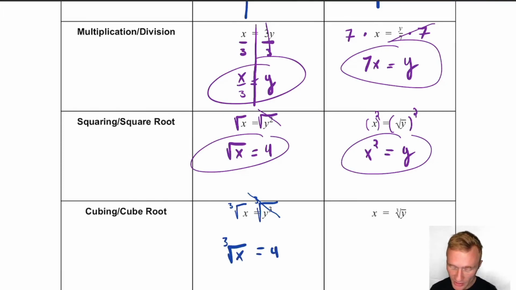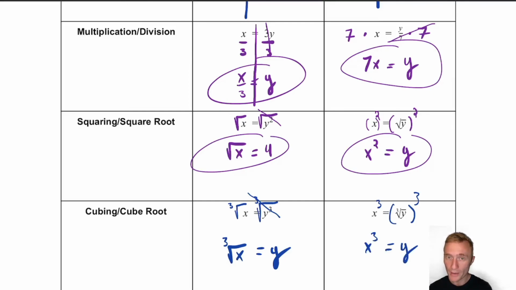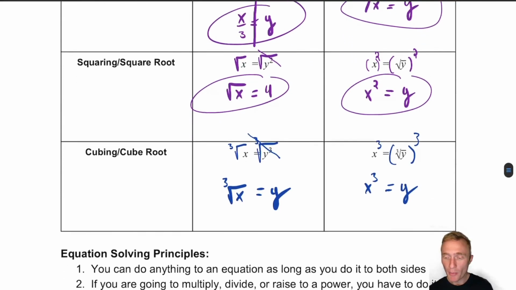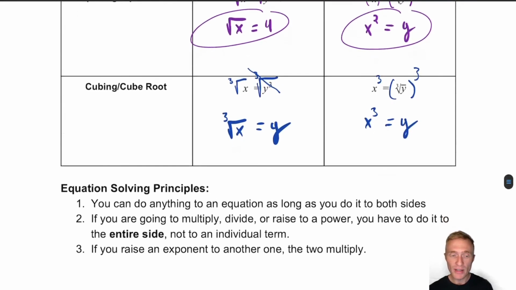The cube root of x equals y. Same thing here, to undo a cube root, you'd raise both to the power of 3. So we'd have here x cubed equals y. Okay? We're going to finish off today by just doing a couple of these examples in full, finding inverses.